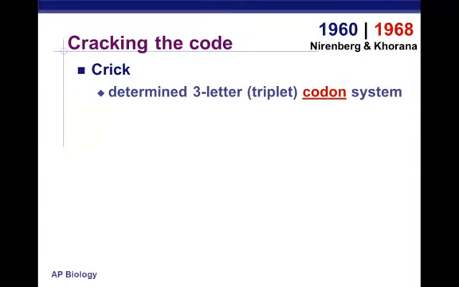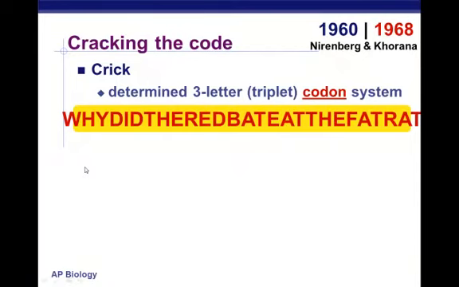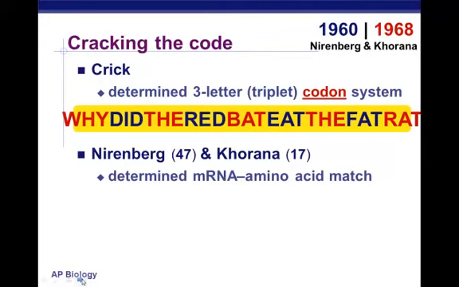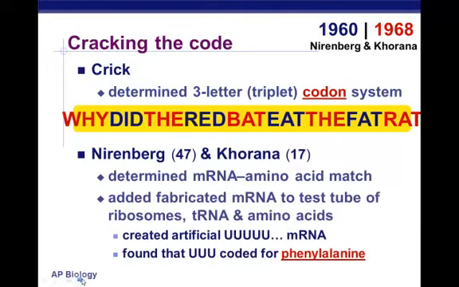And so how did we figure out the code? Actually, Crick from Watson and Crick fame was the guy who figured out that there had to be a 3-letter triplet system. And then 2 other scientists, Nirenberg and Khorana, working in different labs actually, worked out what the codes stood for, determined the mRNA amino acid match. What was the mRNA code that stood for each amino acid? They did that by making artificial mRNAs in test tubes and combining them with ribosomes and tRNA and amino acids, and making artificial messages, and then looking to see what amino acids were put together from reading that message.